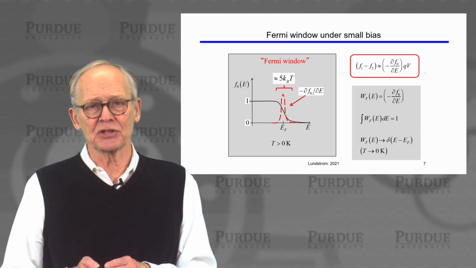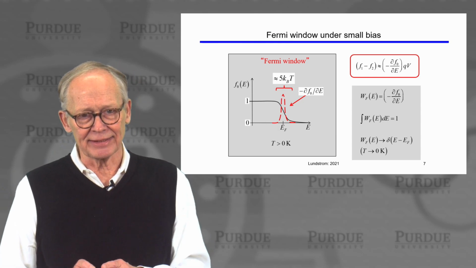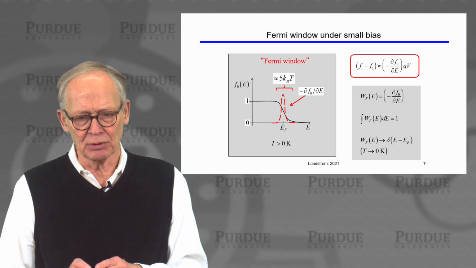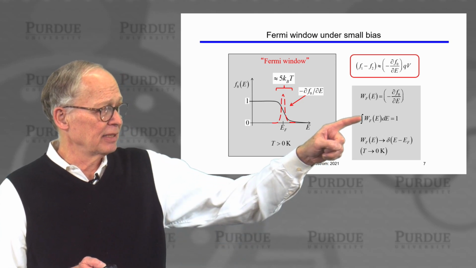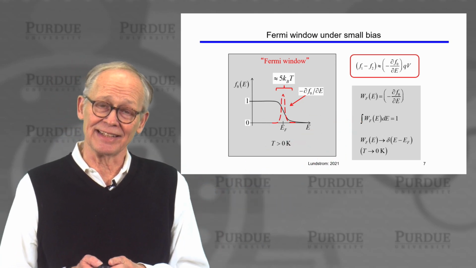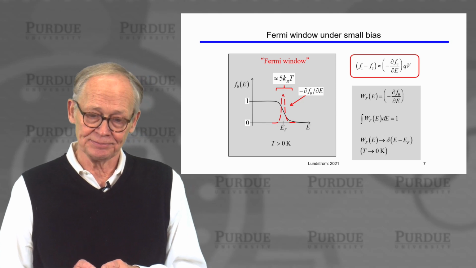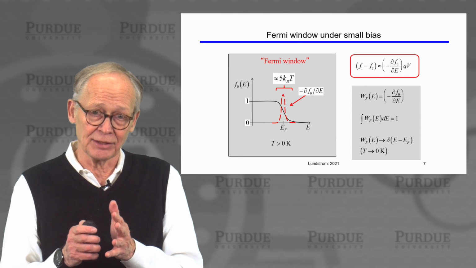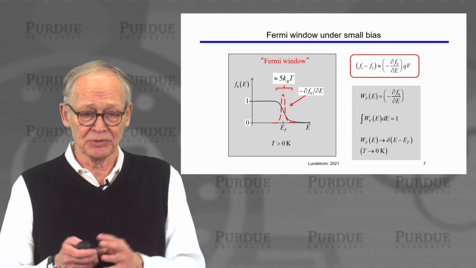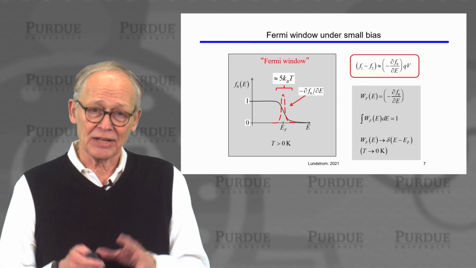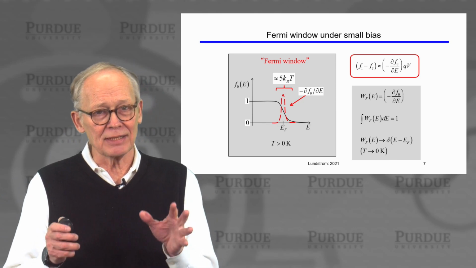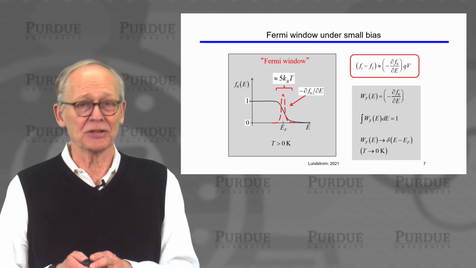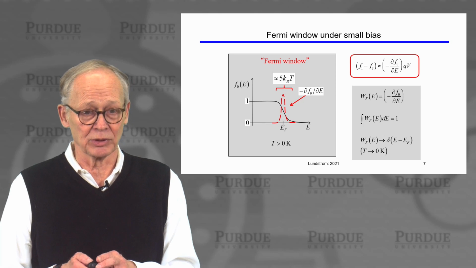If we call this function, minus dF0/dE, a window function, W(E), then it's an interesting little problem to show that the area under this function is 1. As we cool the semiconductor down, it gets narrower and narrower in energy, so it becomes a delta function. So that's important to understand. We'll use it in a minute to try to simplify the mathematics of one of these problems.